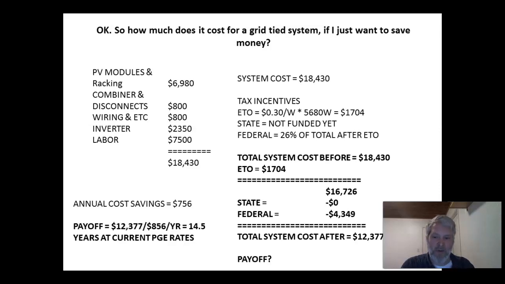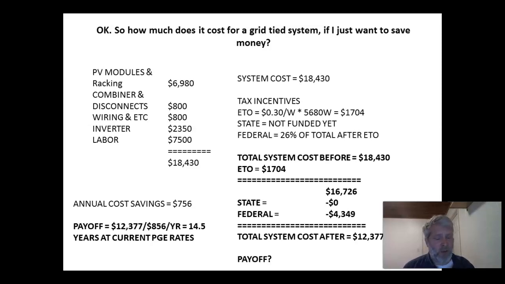So what is the payoff on that? Well, we save roughly about $856. Could be a little bit more for this size system, maybe up to $1,000, but I estimated about $856 through the solar on my home, and so that is about 4.5 years at current PGE rates, and that could go up and down.